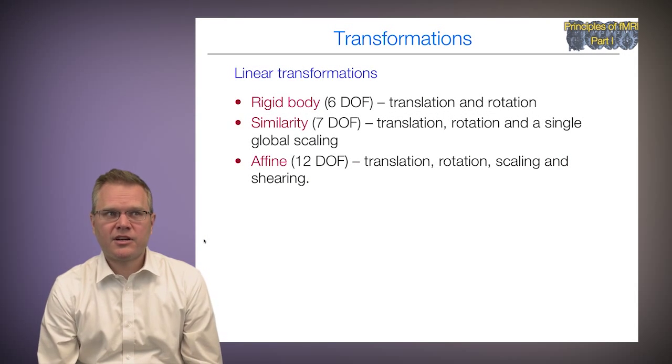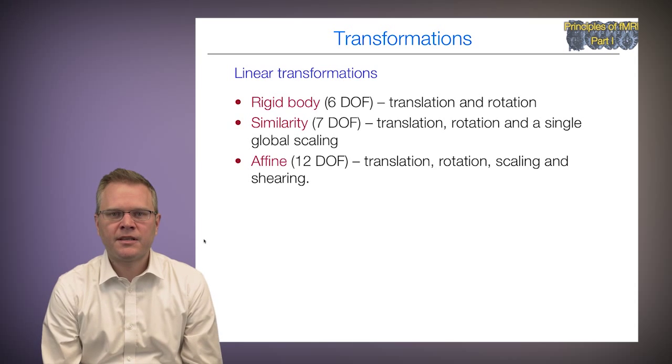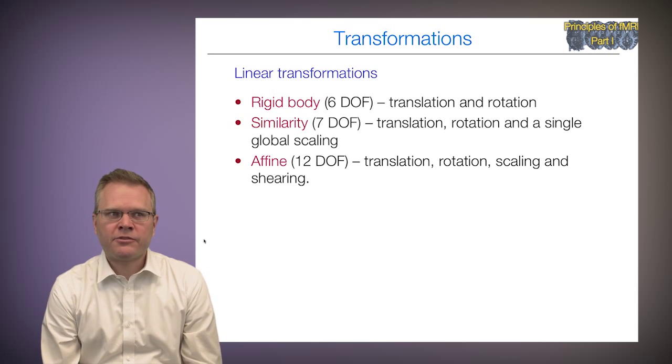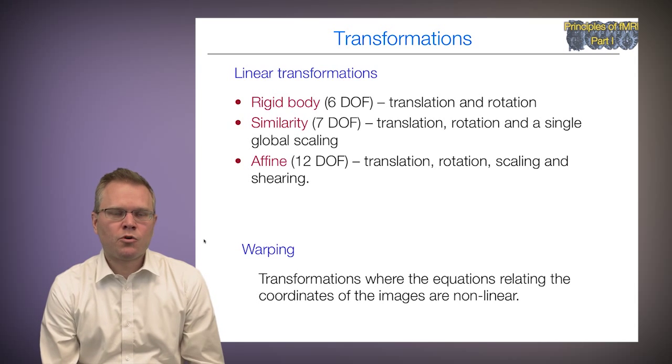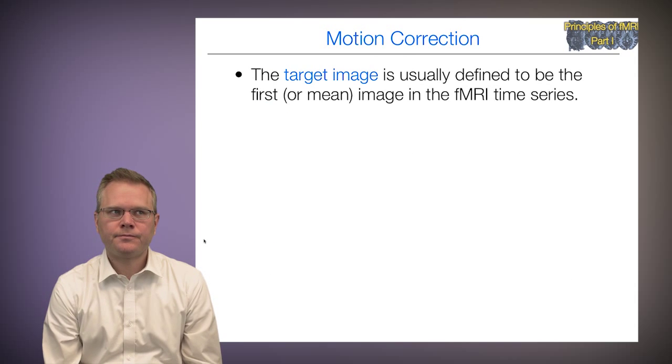A similarity transformation involves the same 3 translations and rotations and also a single global scaling parameter. Finally, an affine transformation includes 12 degrees of freedom. We have 3 translations, 3 rotations, 3 scaling parameters, and 3 shearing parameters. There are also warping methods, where the equations relating the coordinates of the images are nonlinear, but we're not going to talk about those in detail in this class.